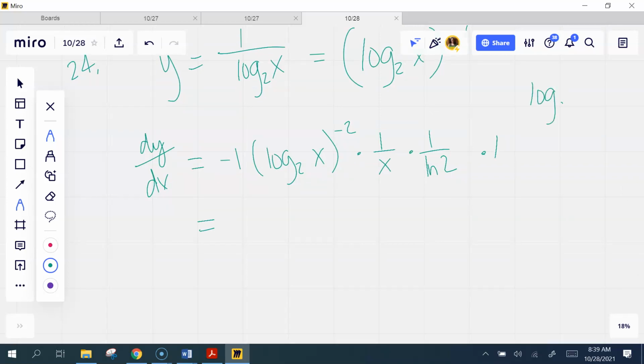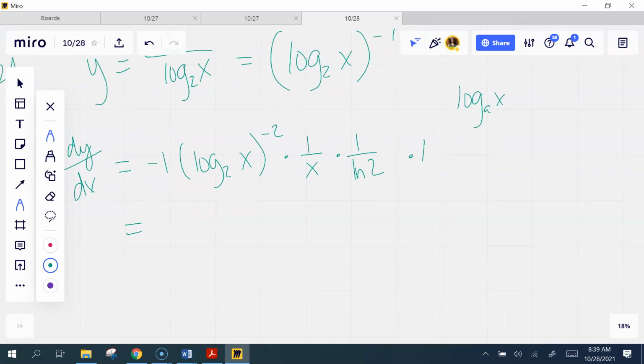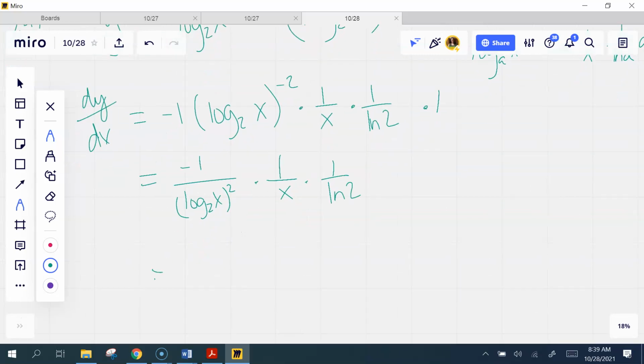So if you've got log base a of x, the derivative here would be 1 over x times 1 over the natural log of a dx. And dx is just like, yeah. So I could write this as negative 1 over log base 2 of x squared times 1 over x times 1 over natural log of 2. And just smush them all together. You like that?